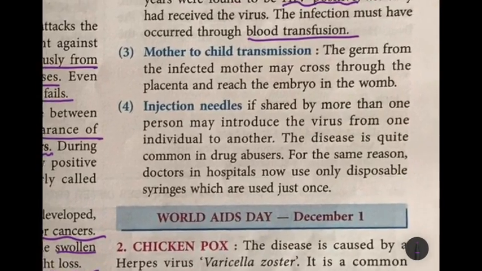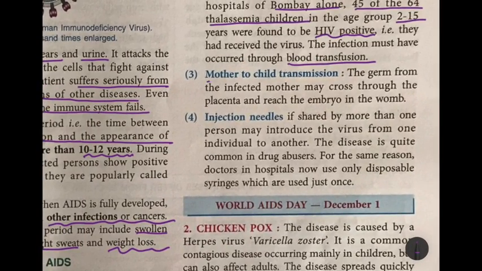Okay. Next is mother to child transmission. Now, the germ from the infected mother may cross through the placenta and reach the embryo in the womb. That is, when the child is inside the mother's womb, and if the mother has AIDS, she will pass on the HIV virus to the child inside the womb.